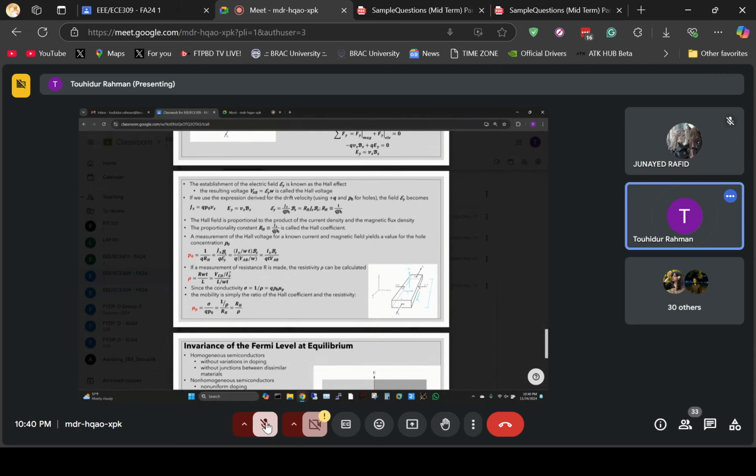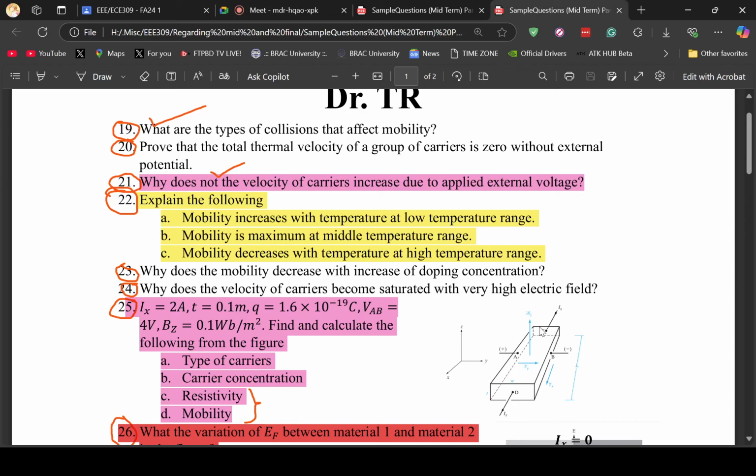So, resistance. VCD equal to resistance. This resistance comes from if a measurement of resistance R is given. Okay, so here if you go through this statement, we need to measure the resistance first. If we know the resistance, then we should be able to calculate the VCD from it. Does it make sense?